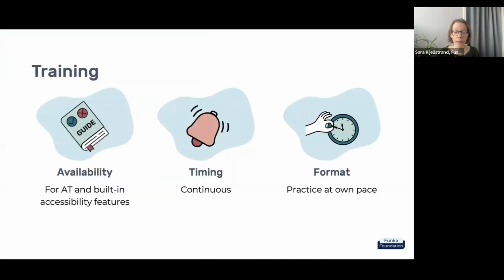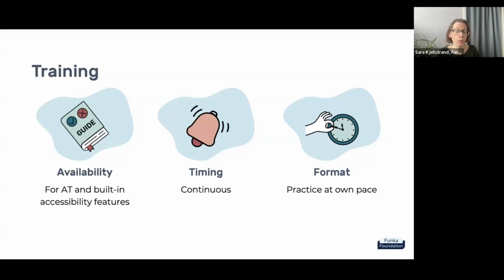And the third area of gaps that we looked at is about training. This is a general problem in the accessibility world and support for users. There is a lack of availability of training, perhaps especially for built-in accessibility features. Usually people who get an assistive technology prescribed to them get some sort of training or support in the beginning. But then comes the next question, and it's about the timing. Usually you get the training when you first access the AT for the first time. But then perhaps you forget, and there are changes with all the updates.